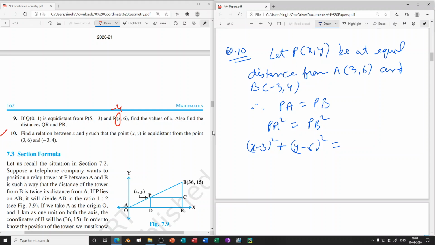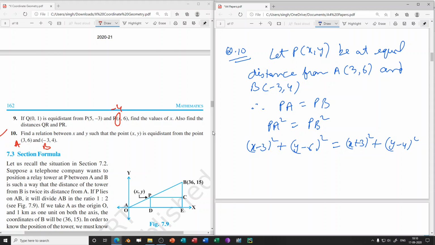So to find PB square we'll find the difference of the x coordinate of P and B. So what is our P? xy. What is B? This is A and this is B. B is the point having the coordinates as minus 3 and 4. So PB will be x minus minus, this is x plus 3. So x plus 3 whole square plus then y minus 4, difference of y coordinate, y minus 4 whole square. There is no need to put the square root because we are finding PB square.